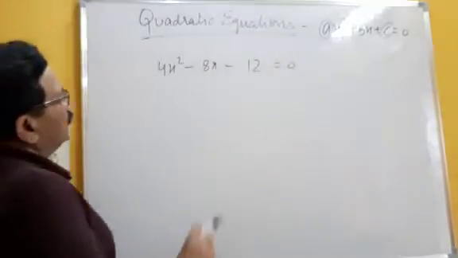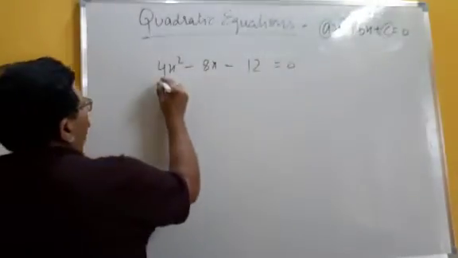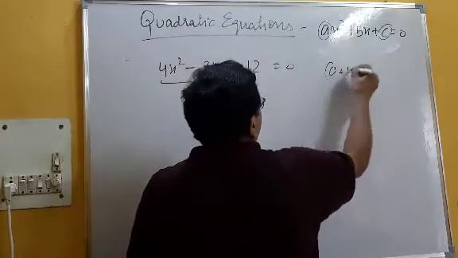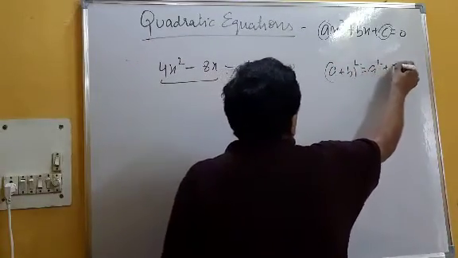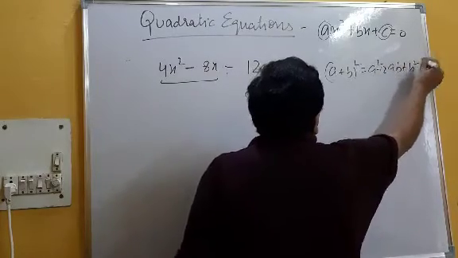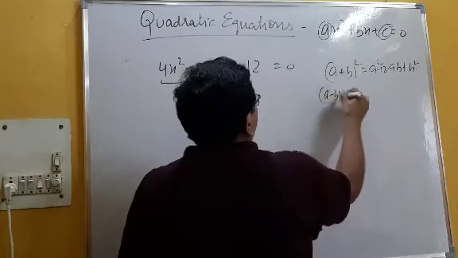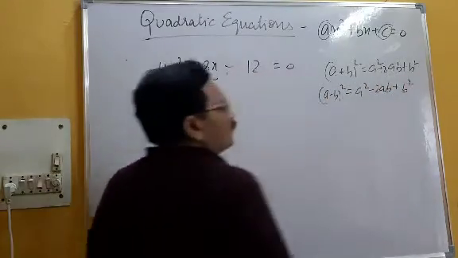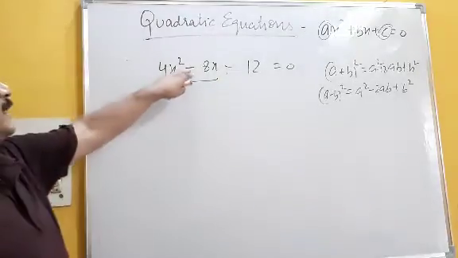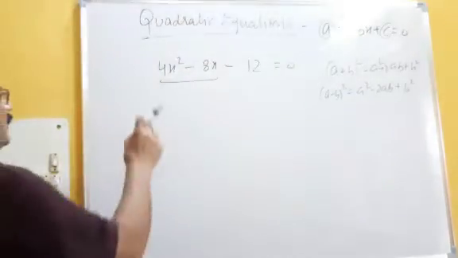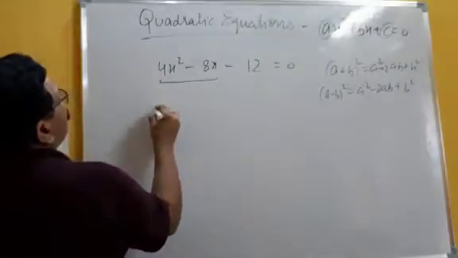Then what to do? First you see only these two terms. You have to apply a plus b whole square equal to a square plus 2ab plus b square, or a minus b whole square equal to a square minus 2ab plus b square. So here the term is minus. Don't consider this part. Only the first two terms you have to take, then convert into the perfect square form.